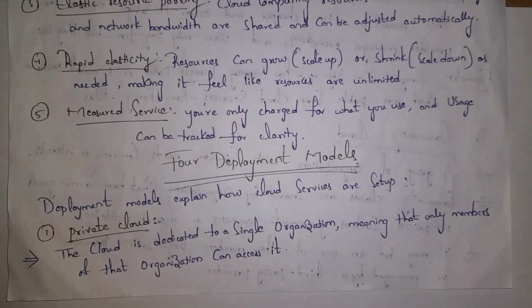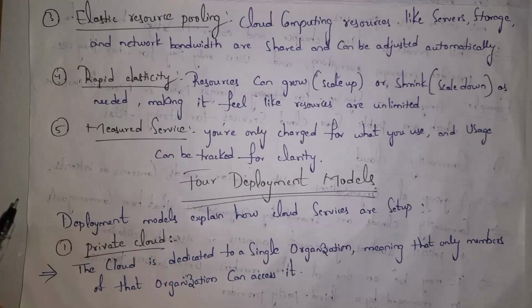Next I will explain 4 deployment models of cloud computing. Guys, deployment models explain how cloud services are set up. Based on setup, deployment models are classified into 4 types. They are public cloud, private cloud, community cloud and hybrid cloud. I will explain them in detail.